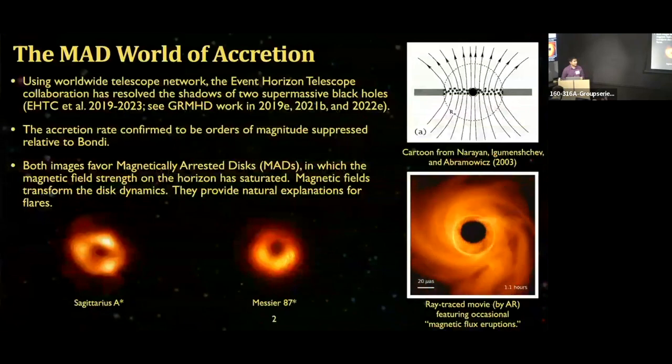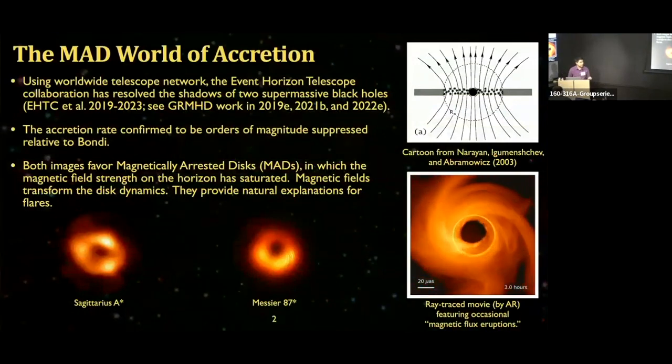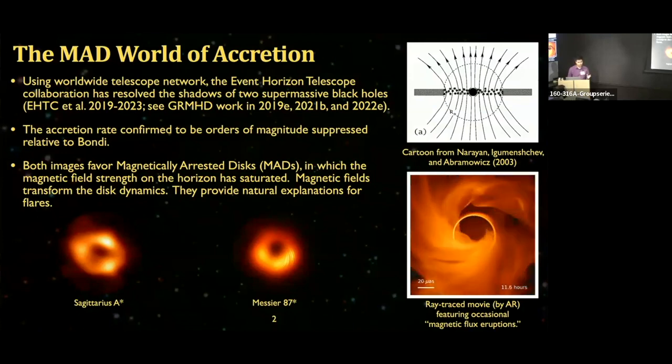So I've spent a lot of time in the past few years studying the Event Horizon Telescope. I've been very involved in writing the theory paper since 2020, so I'd be happy to take any questions about this work as well. But there are two main points that I wanted to bring up in this meeting. First of all, we've confirmed that the accretion rate onto these black holes is orders of magnitude suppressed relative to Bondi. And we've seen several talks in the past couple of days trying to explain this.